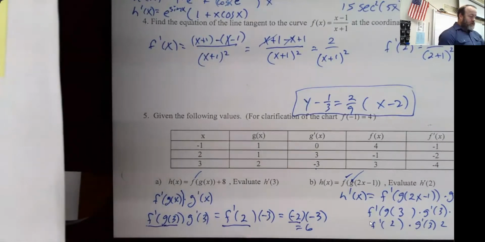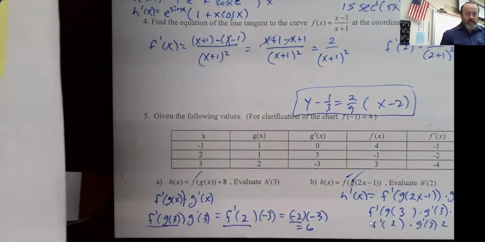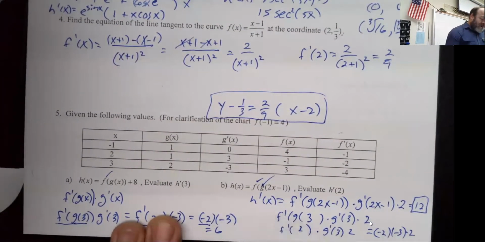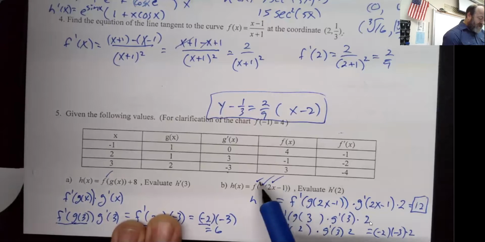Now, going on to the second portion of that question, it's a pretty quick one because h prime has one extra layer. So it's f prime of g of 2x minus 1. I took care of the outside layer. Times g prime of 2x minus 1. That would be the middle layer. And then times 2, because that's the derivative of the very inside layer right in here. And you just keep making 3 distinct layers.